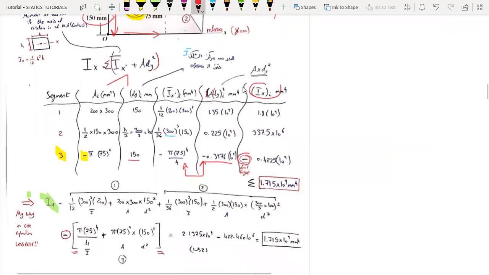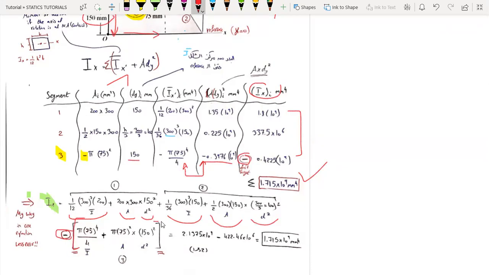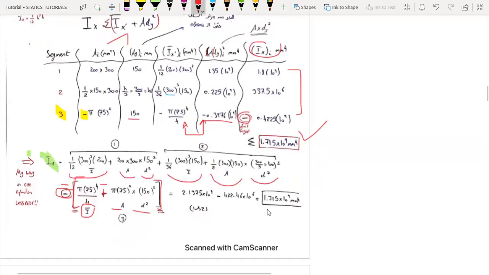And after taking the summation of all the segments, we'll get the final result. Or you can say, in one equation, this is I bar plus A d squared, plus the second segment is I bar plus A multiplied by d squared, minus, here you will put a minus and open a big bracket. Otherwise, if you don't put a bracket, you should put a minus here and a minus here, otherwise you will get a wrong value in the calculator. If you just put a minus sign without a bracket, this will be a positive sign. So anyway, I bar plus A d squared, you will get the value.